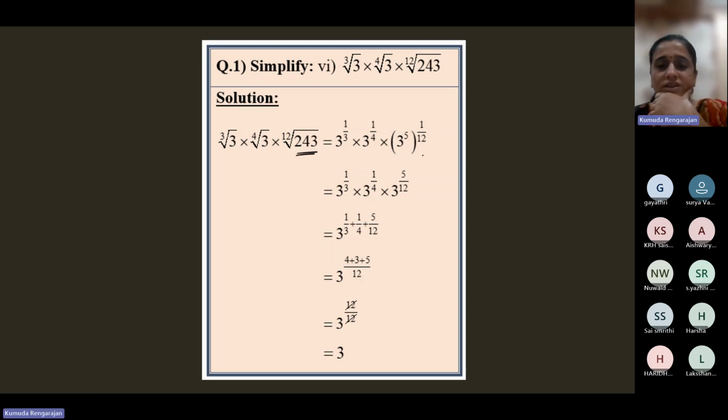So we write 243 as 3 to the power 5, and this 12th root is to the power 1 by 12. Here 3 to the power 1 by 4, the 4th root becomes to the power 1 by 4. Cube root is to the power 1 by 3. And here we'll have to multiply the powers. 5 into 1 by 12, which is 5 by 12.